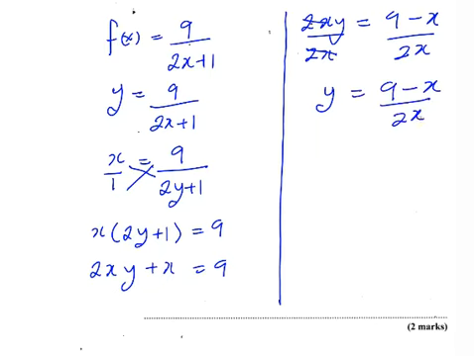So this is the defining equation for f inverse of x. So the last step is to take out y and say f inverse of x is equal to 9 minus x all over 2x. All right, so that is the end of part A of the question.